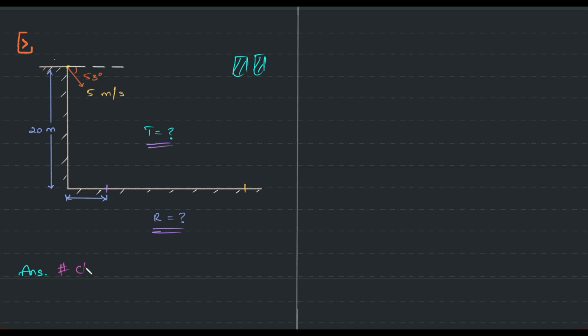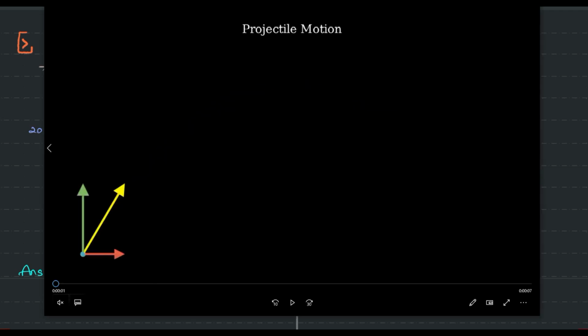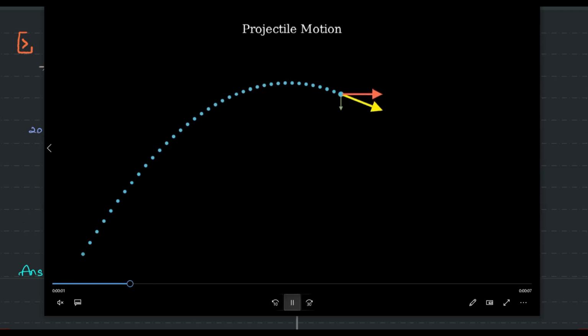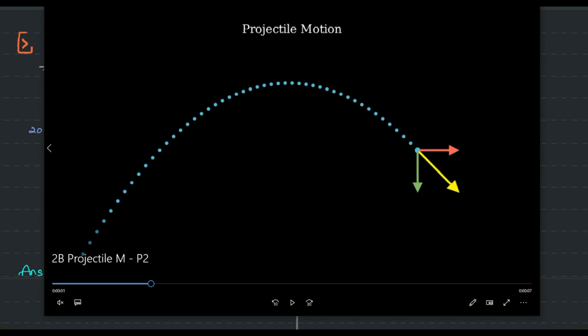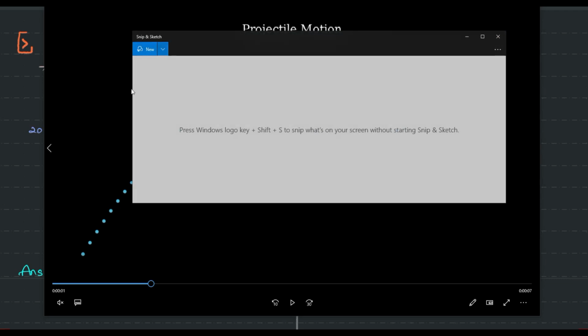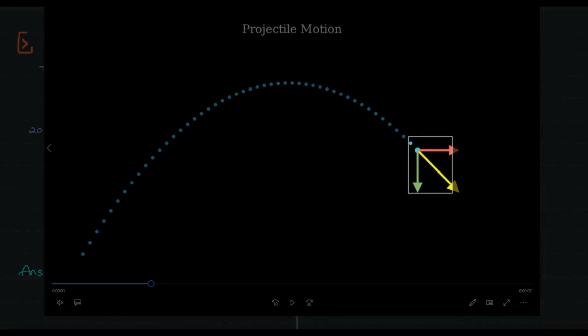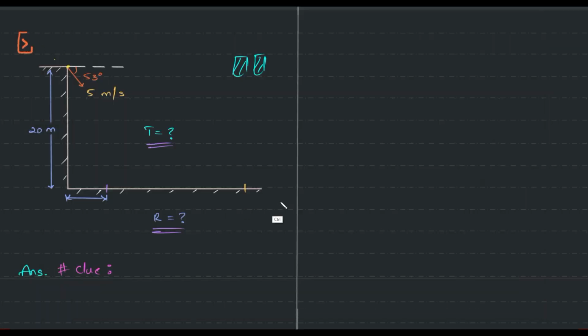Okay. So people who want a clue, your first clue would be this. This very thing is your first clue. Imagine that this is 5 meters per second. This angle is 53°.